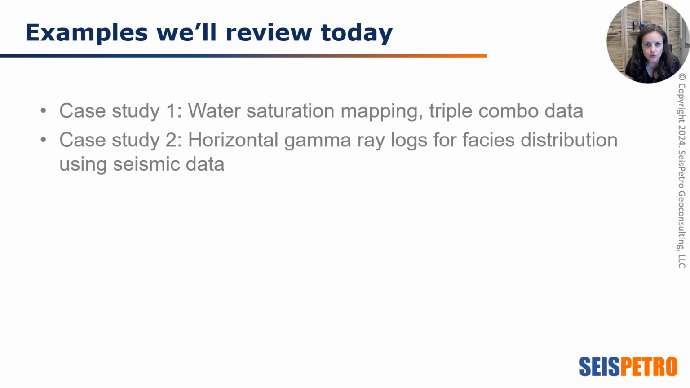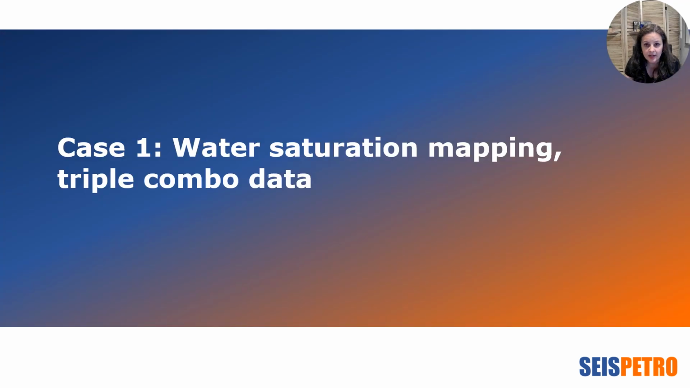Today, we'll show you two case studies in which the horizontal log data was incorporated quantitatively for that purpose. In the first case study, we incorporated triple combo data from horizontal logs into mapping the water saturation. In the second case, we use horizontal gamma ray data for facies distribution using seismic data. So let's start right away with the first case, which is the water saturation mapping using triple combo data from horizontal logs.